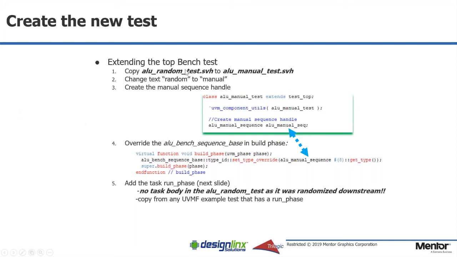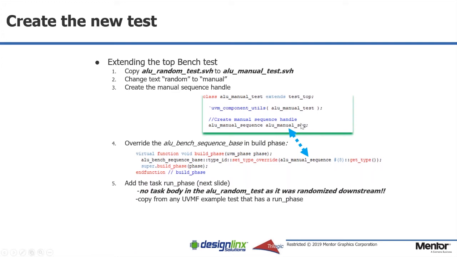So if I'm copying this, I am extending the ALU manual test from actual test top, so you get all the benefits of what the base test is. Next, just change the text in there from random to manual.